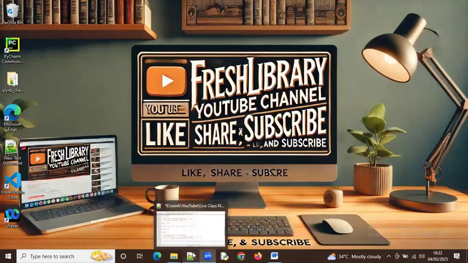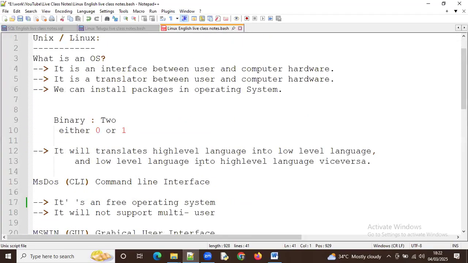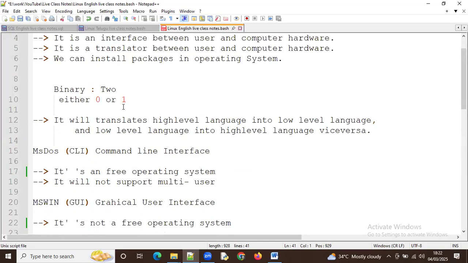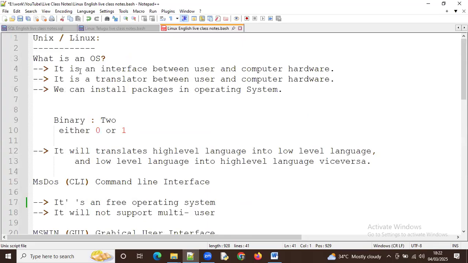So in the last class, we have discussed about Unix and Linux operating system. What is an OS? OS is an interface between user and computer hardware. It is a translator between user and computer hardware, and we can install the packages and software in the operating system. The language which the system supports is binary, meaning two digits.